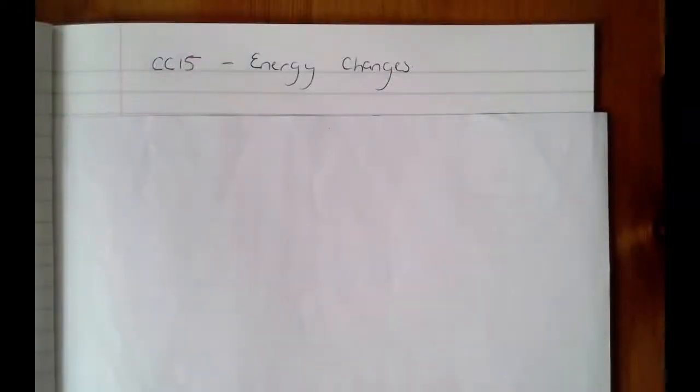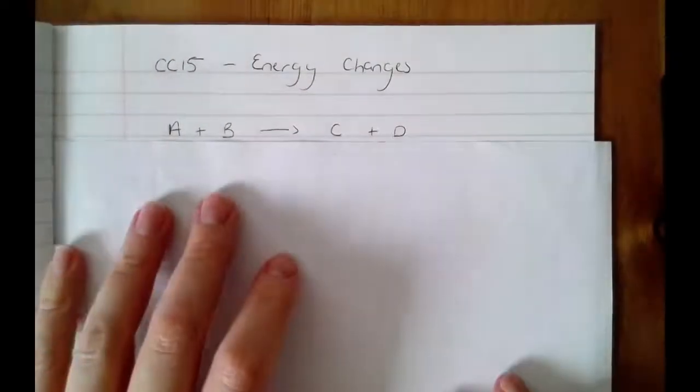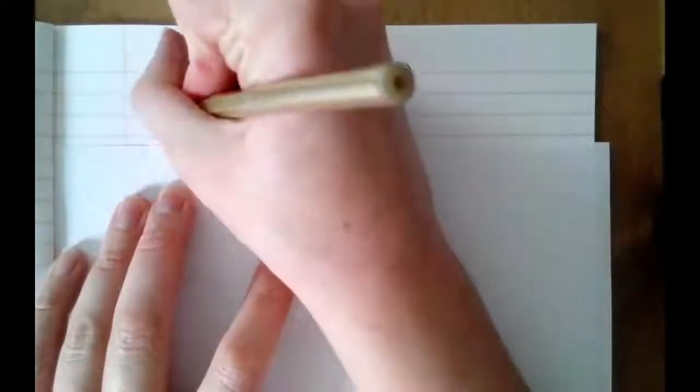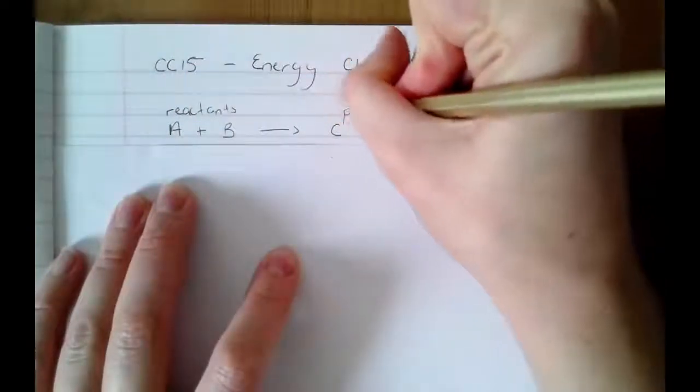In this video, we're going to look at CC15, which is on energy changes, and this is a paper 2 only topic. Below, I've just written out a general chemical reaction. I've got A and B reacting with each other to produce C and D. A and B are my reactants, and C and D are my products.